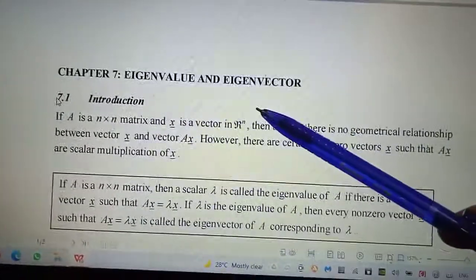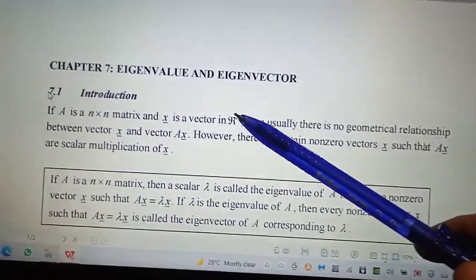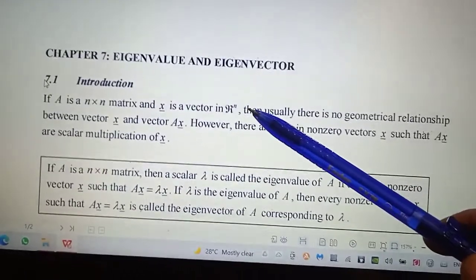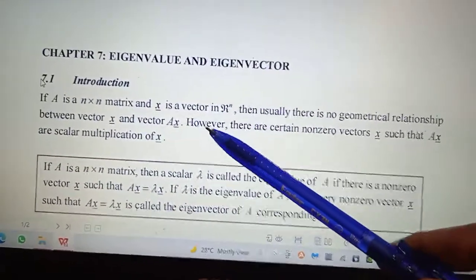Okay, now we are in chapter 7. It's about eigenvalue and eigenvector.